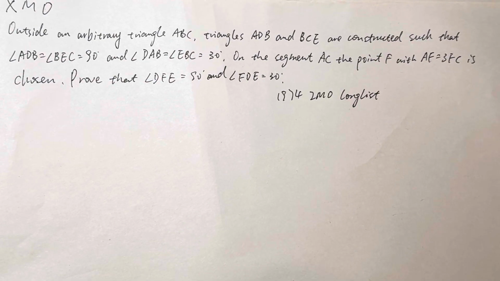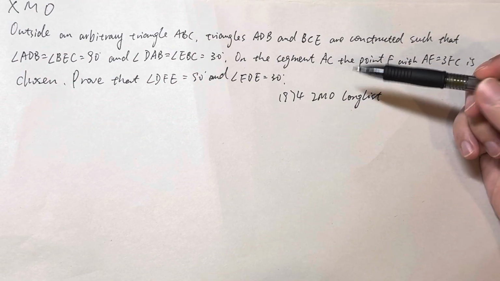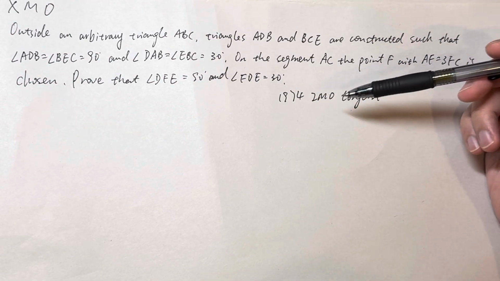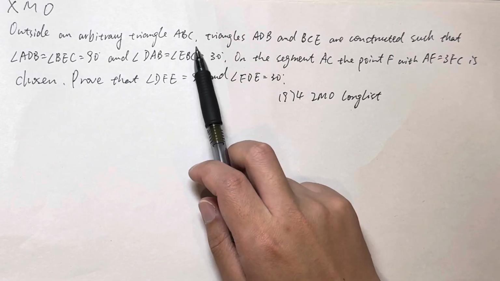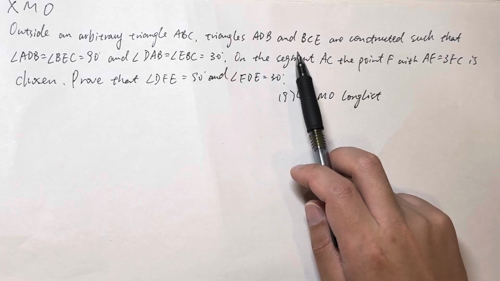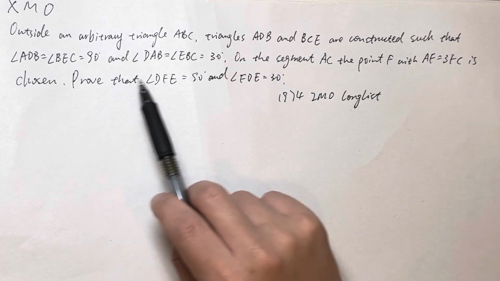So today we're going to talk about a problem from the 1974 IMO long list. Outside an arbitrary triangle ABC, triangles ADB and BCE are constructed such that we have conditions.